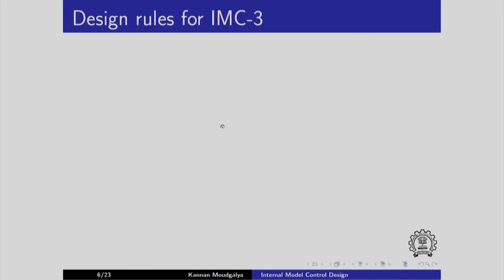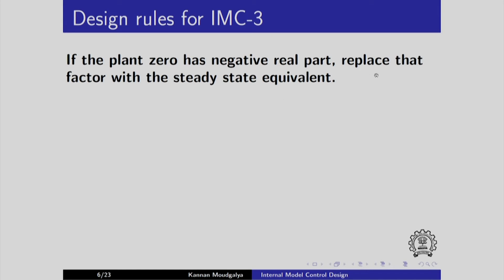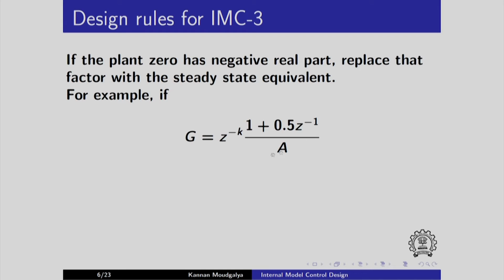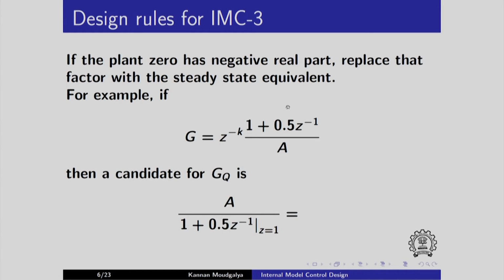The third design rule is given here. If the plant 0 has negative real part, replace that part with steady state equivalent. For example, if the plant is given here, then the plant has a 0 at minus 0.5. Then the candidate for GQ is the reciprocal of this, with this part being replaced by its steady state equivalent.